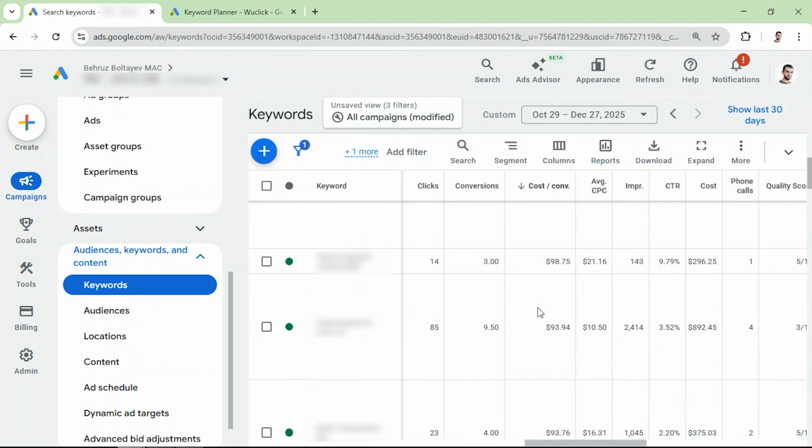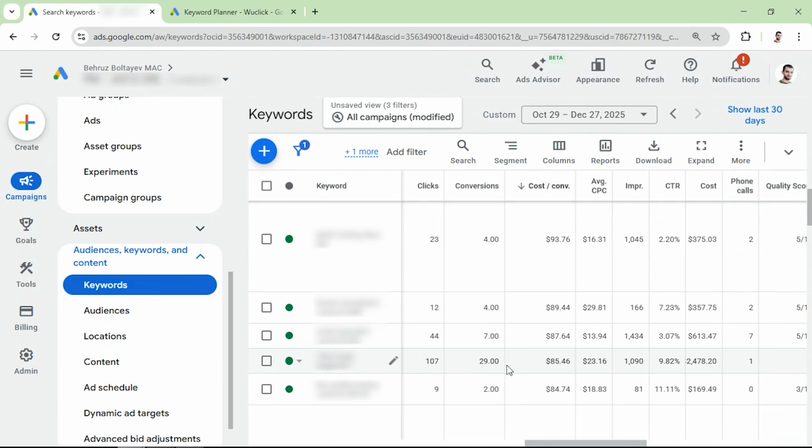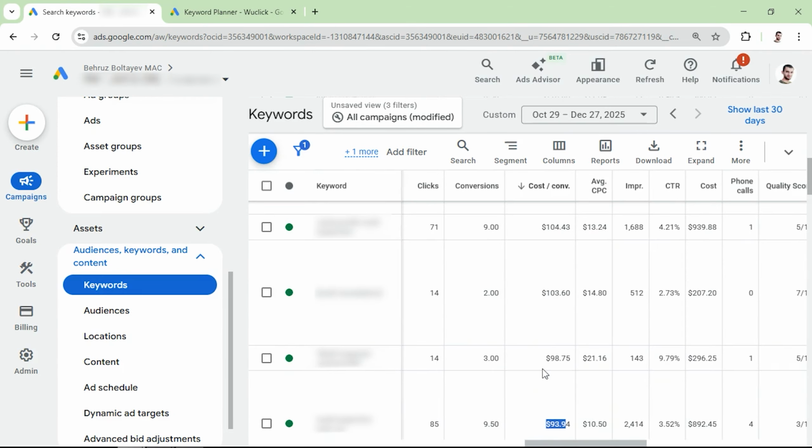As you can see, overall, the keywords which are generating a consistent number of conversions are in the cheaper range, let's say $93, and brought around 9 conversions, and 29 conversions at around $85 cost per conversion. And from here, you can find those kinds of expensive keywords and pause them so that you can reduce your average cost per conversion.